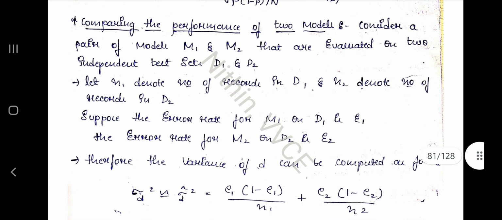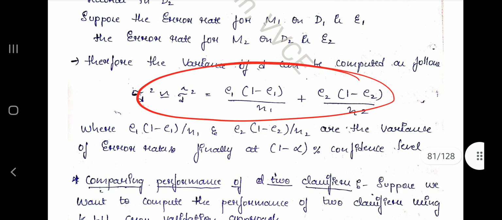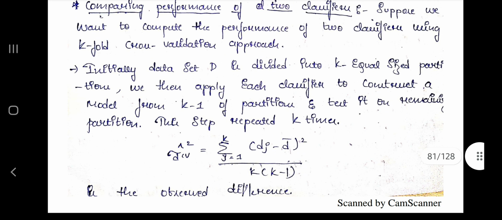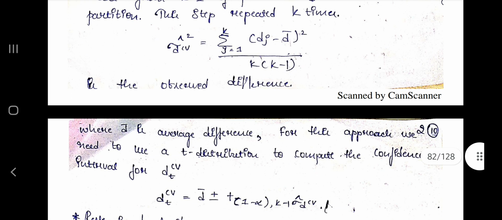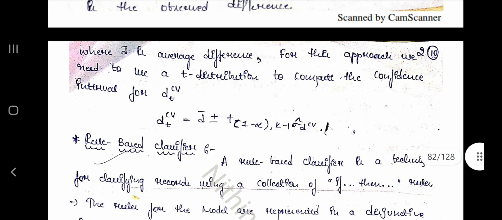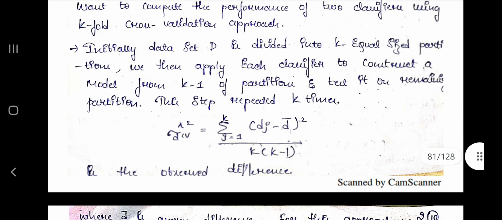That's the first thing. Next, comparing the performance of two models. Here you will be using the variance formula. Then comparing the performance of two classifiers. Here you will be using the k-fold partition formula. These three things are there. You have to write these formulas and write a few words regarding each of these.